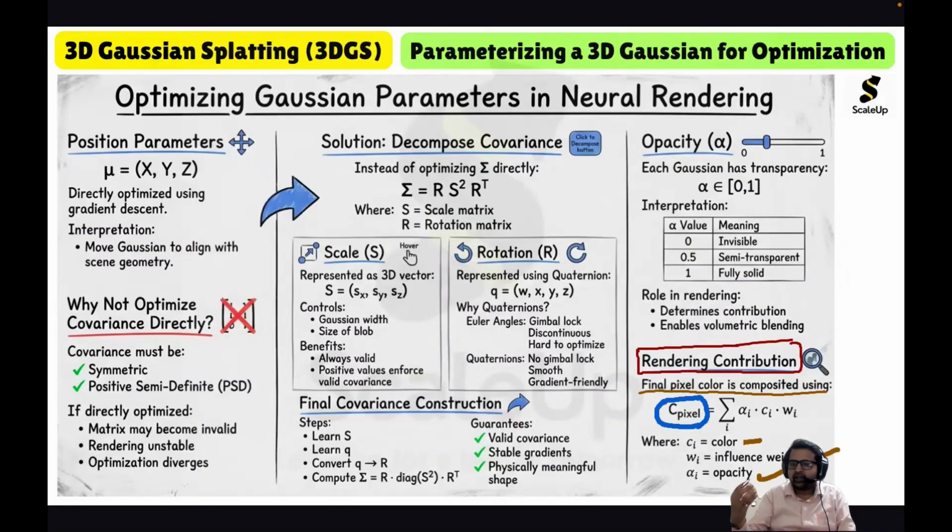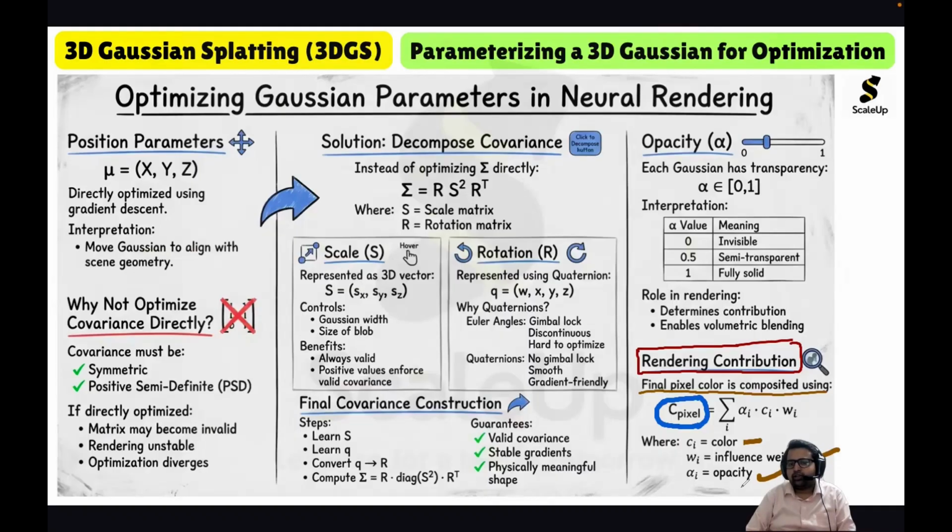So the idea is very clear. The final pixel color value depends on thousands of 3D Gaussians that can contribute. For every 3D Gaussian, we multiply its color, opacity, and influence weight, and we add it with all the other contributing 3D Gaussians. This blend gives me the final pixel color. And hence, the value of alpha is very important, and that is what we have to optimize.